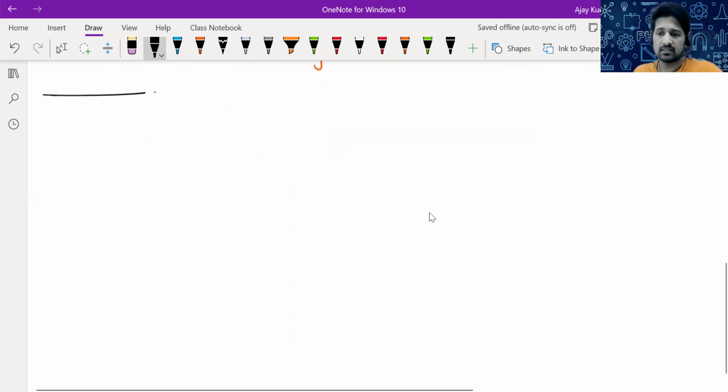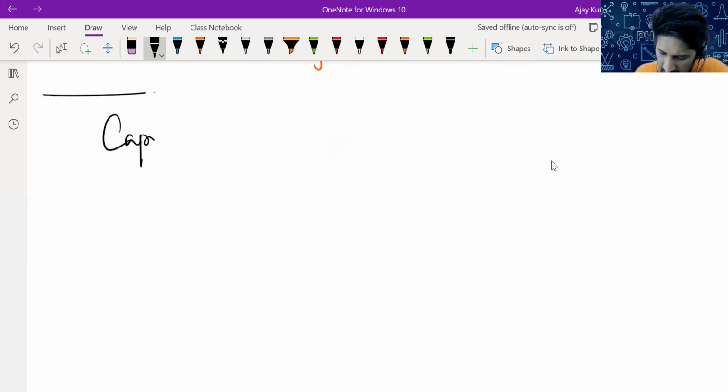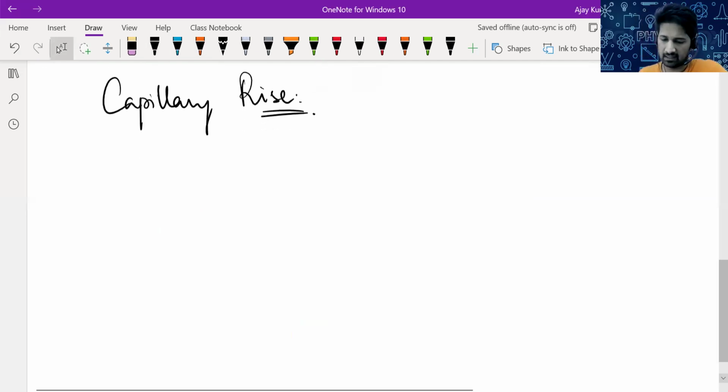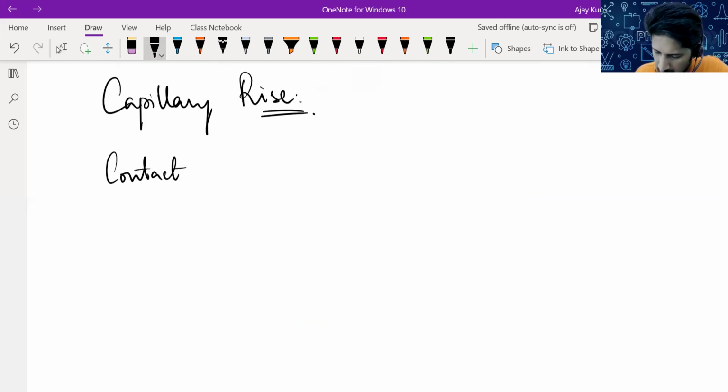Fine. Let us discuss the next phenomenon which happens due to surface tension, which is basically capillary rise. But before we get into the details of capillary rise, we first need to talk about something called contact angle between a liquid and a solid. Let's denote it by the symbol theta.